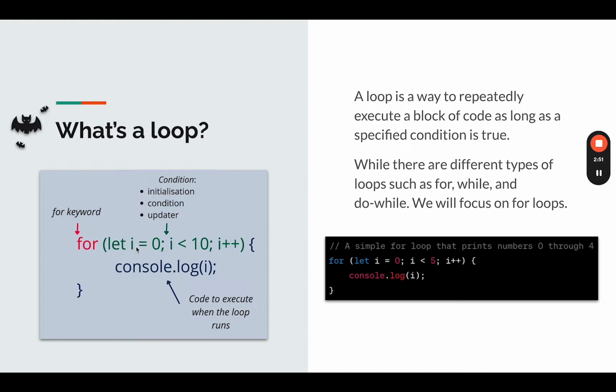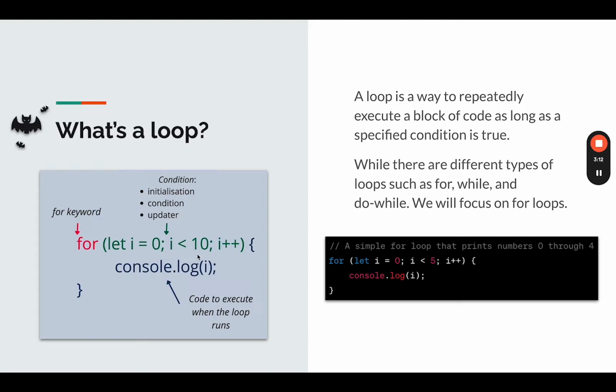It's very common in programming to use the variable i, for no particular reason, it's just everyone tends to use i when creating a for loop. So var i is equal to 0, i is less than 10, i++. So you have initialization, a condition, and then an updater.